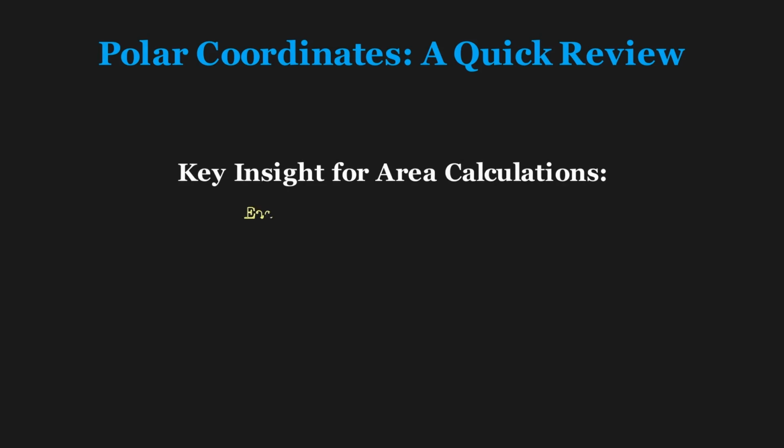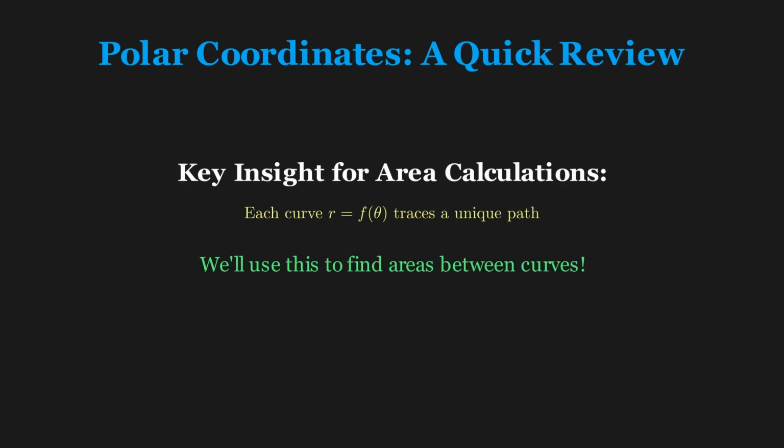The key point for area calculations is that each polar curve r equals f of theta traces a path as theta varies. Unlike Cartesian coordinates where we integrate with respect to x or y, polar coordinates naturally lead us to integrate with respect to theta.